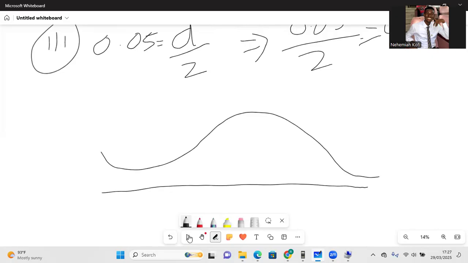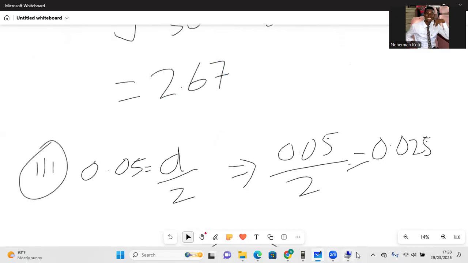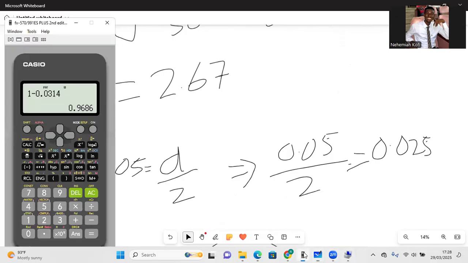Right. So the thing is that you can go and look for 0.025 on the Z table and then look for its coordinate, but that will actually take a lot of time. So what I would want you to do is just bring the 0.025 here. And then what you are going to do is rather check the 2.67 on the Z table and then compare it to this one. So I've told you how to use the calculator to do it, right?